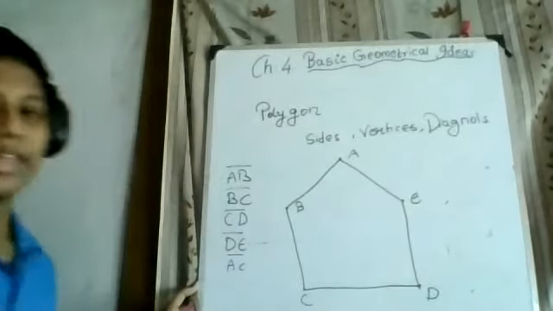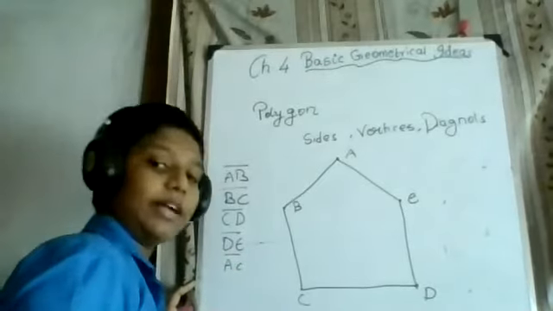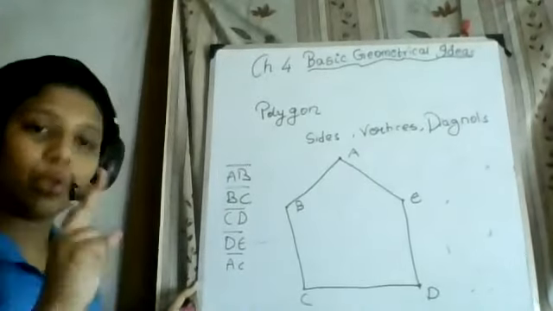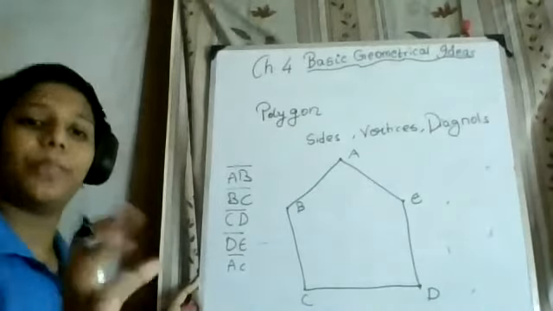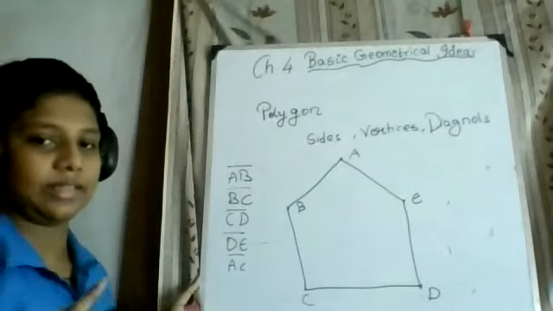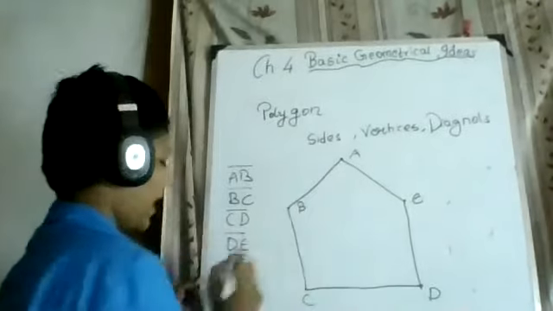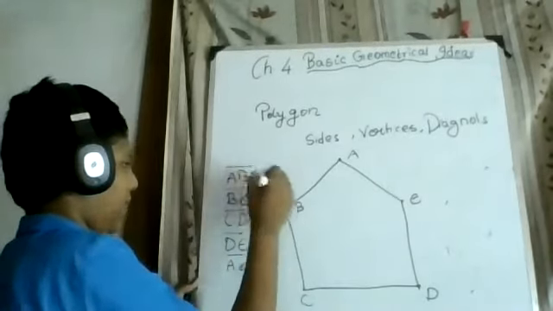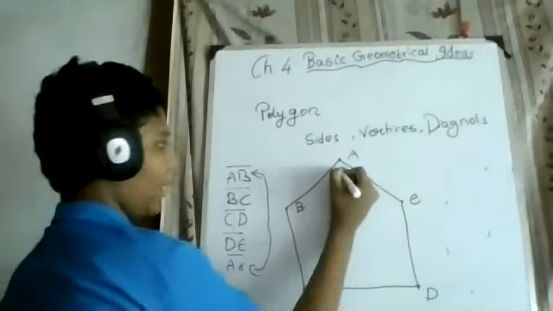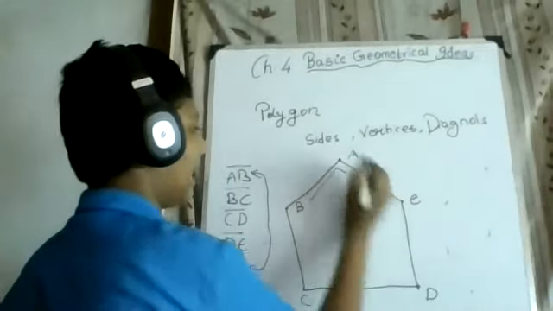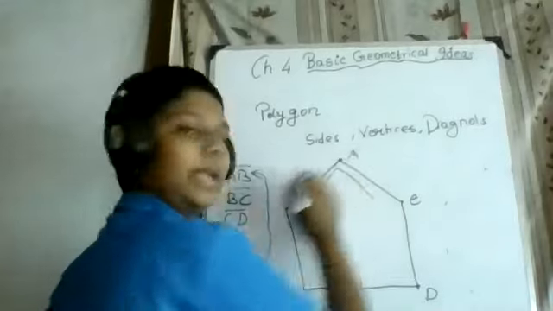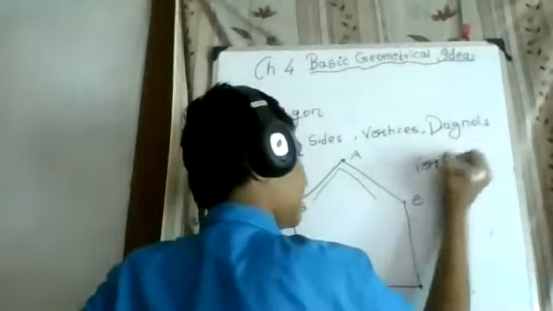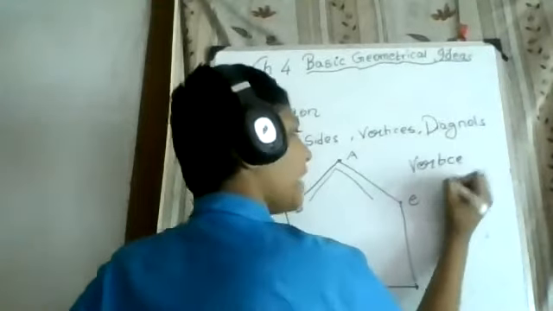Now next, let us discuss vertex. Vertex means the meeting point of 2 sides is known as a vertex. Now we have these 2 lines, AB and AE. They are joining at the point A, so this point is known as a vertex. We have 5 vertices.